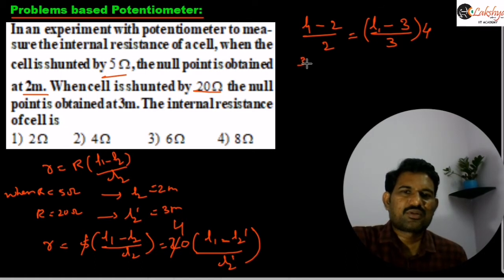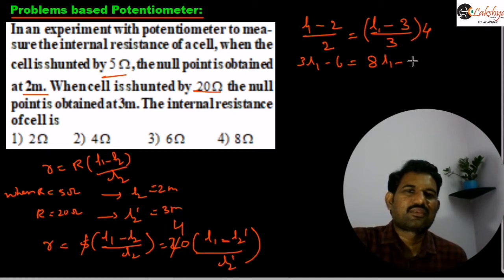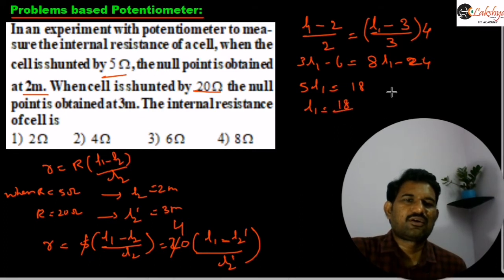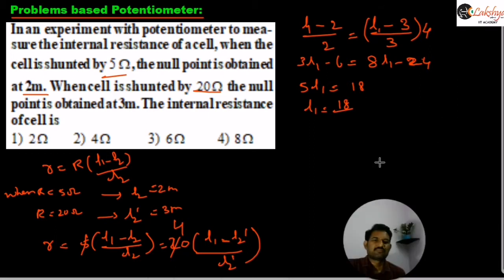So then just by cross multiplication, 3L1 minus 6 is equal to 8L1 minus 8 into 3, 24. And from this you can write 5L1 is equal to 18, right? So L1 is equal to 18 by 5 you will get here, which is nothing but 3.6 meters.